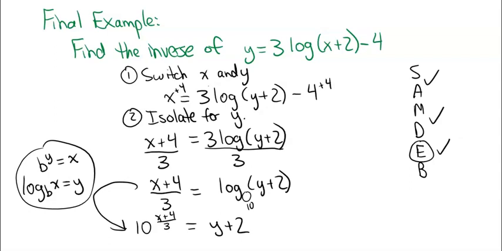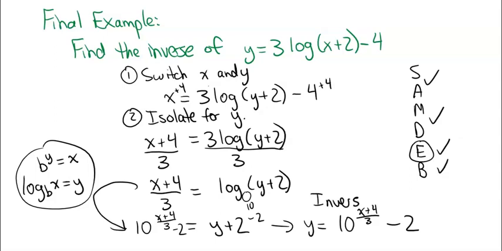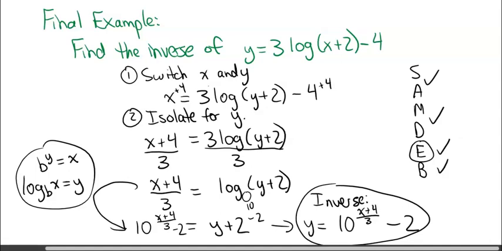Now that allows me to finally finish by working inside the brackets. Inside the brackets, I apply SAMDEB again, but there's only one step, and that's subtracting 2 from both sides. So what that looks like is y equals 10 to the power of (x plus 4) over 3, or 1/3 (x plus 4), minus 2. So you're going 10 to that power first before you subtract 2 from it. And that's all you have to do. That is the inverse of the original function, right there. And so that's the basis of what we have to do for today.